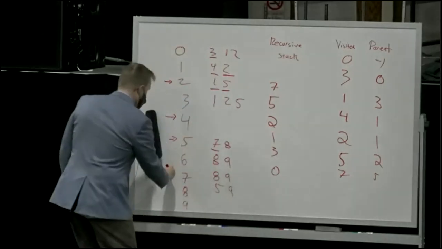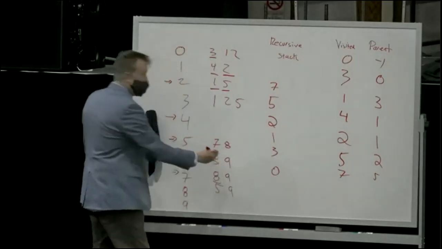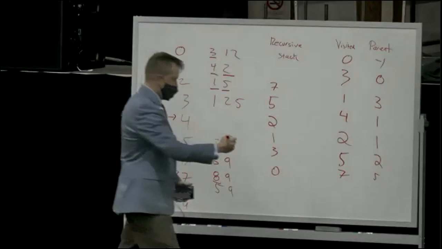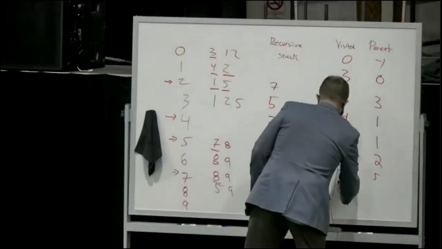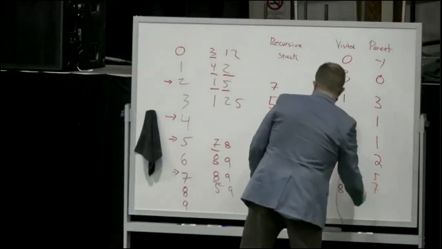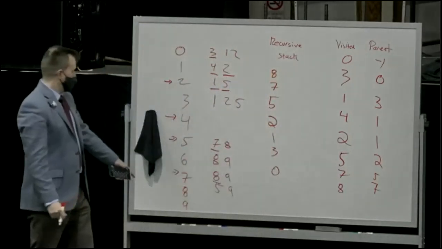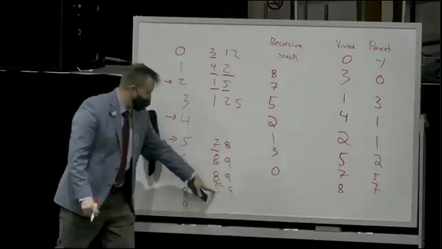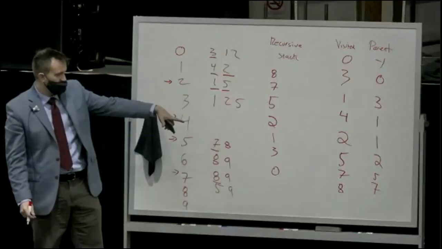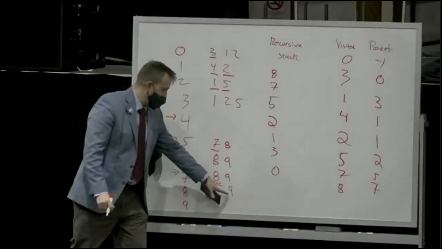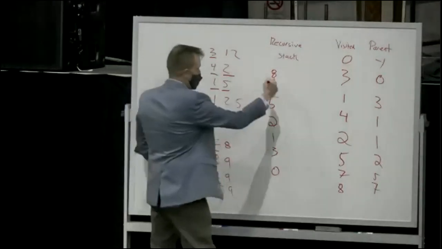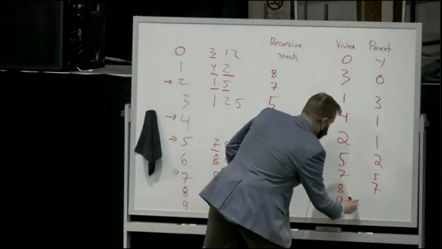We go here to 7. 7 has 8 as its first one. So now 8's parent is 7. And now we put 8 on the stack. Now we go to 8, and we see we have 5, which we've already visited, and 9. So now we put, see, 9's parent is 8.